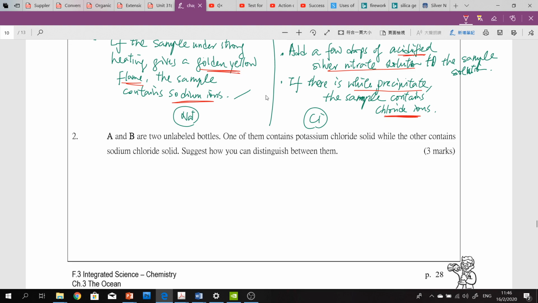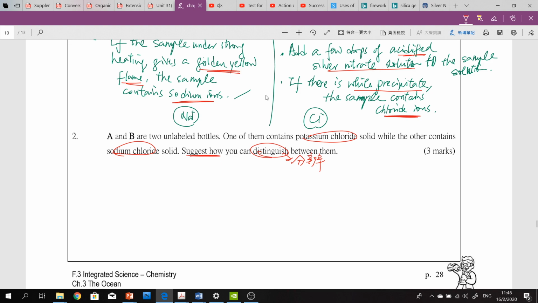Distinguish. Distinguish what? These and these. Distinguish, which means 分辨 in Chinese, which means that it can help you know which is which. Okay, so we have got potassium chloride and sodium chloride solid. So you are going to use one test. So how do we know that we use the test?